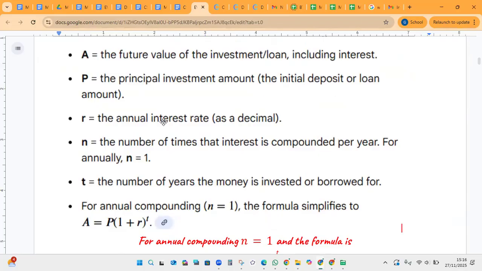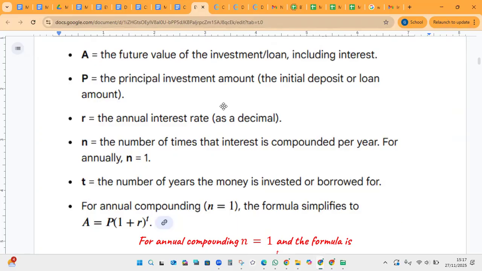So here we have some letters we have to find the meaning for, important letters for the formula. A means the future value of the investment or loan, including interest. P stands for the principal investment amount, the initial deposit or loan amount. R, the annual interest rate as a decimal, not as a percentage. N, the number of times that interest is compounded per year. For annually, N is equal to 1 for 1 year. T, the number of years the money is invested or borrowed for.